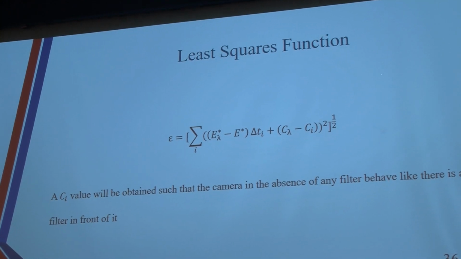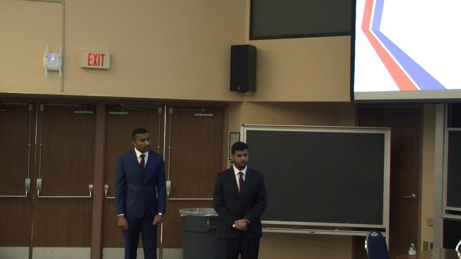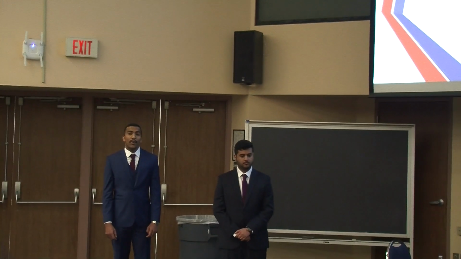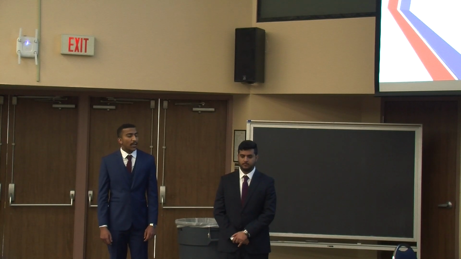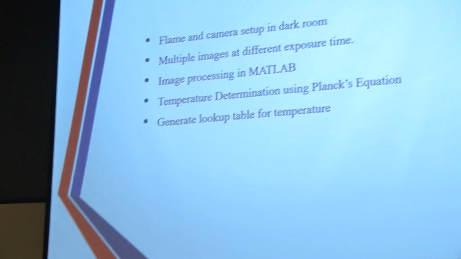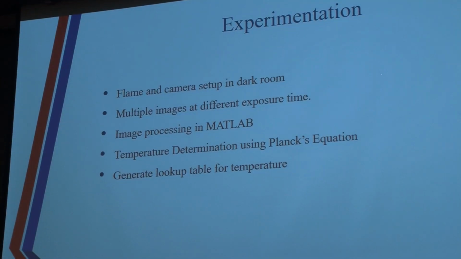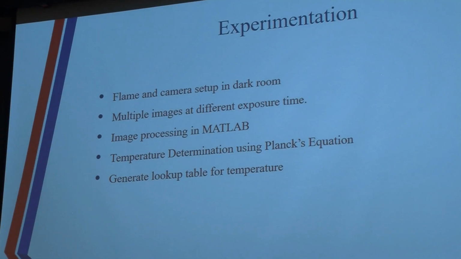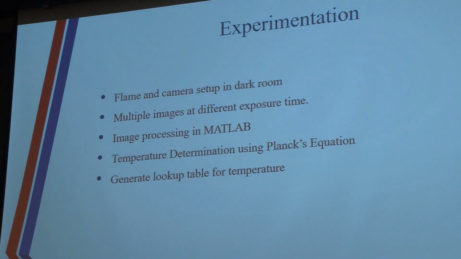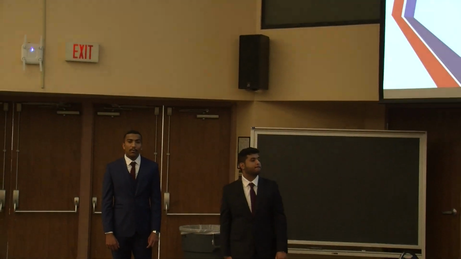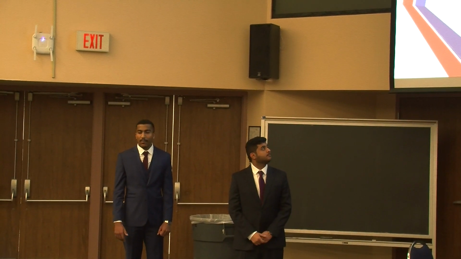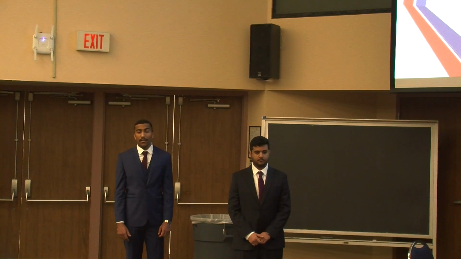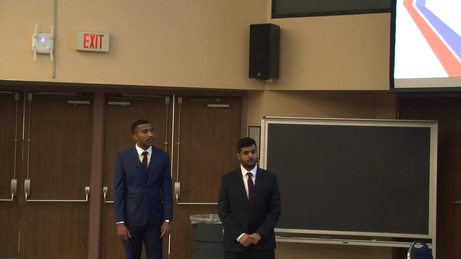For our experimentation, the flame will be set up in a dark room to avoid any light that can affect our result. Then we will take multiple images at different exposure times. Then we will use our MATLAB code to find our temperature using Planck's law. Then we will generate a lookup table and compare our temperature with the true temperature of the flame. We can find the percentage error, and by that we can know that the high percentage error is in the pictures that have a high saturation limit and low saturation limit.